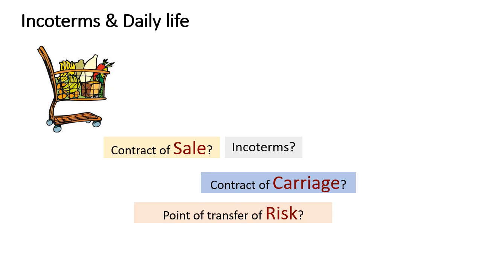What happens if I drop a couple of these items, a bottle of milk or a bottle of jam, and the goods are damaged or lost? I have not yet paid for it. The title is not yet transferred to me, but the risk of damage or loss to those goods was already with me when I picked it up from the shelf of the supermarket.